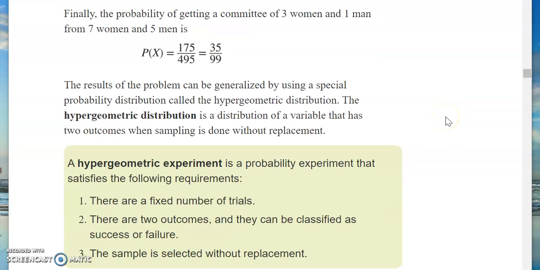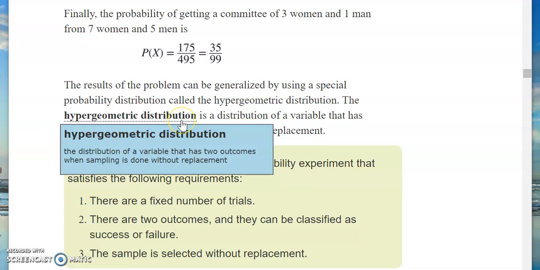Well, that's a little bit tedious, right? Okay. And even if it were not tedious, math guys always just want new ways of doing things. So there's a way of doing this that's more generalized, and that's what he's saying right here. The results of the problem can be generalized by using a special probability distribution called the hypergeometric distribution. Now, you know, I like to take apart the sentences. I don't know what the word special adds to this sentence. I guess all probability distributions are special in some sense. So I don't really think the word special adds anything here. Okay, it's called the hypergeometric distribution.